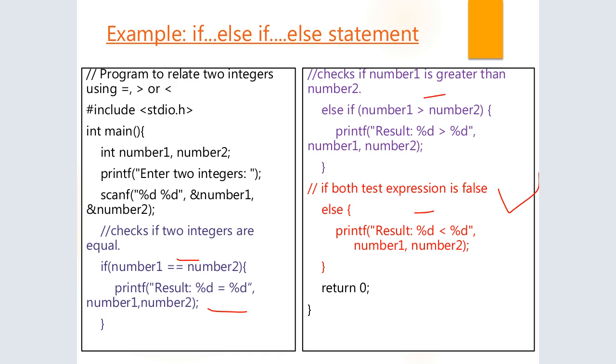Now, I've said we have 2 conditions. We can say this is number 1, and this is number 2. Number 1 is basically checking if the numbers are equal, very direct. Number 2 is checking if number 1 is greater than number 2.